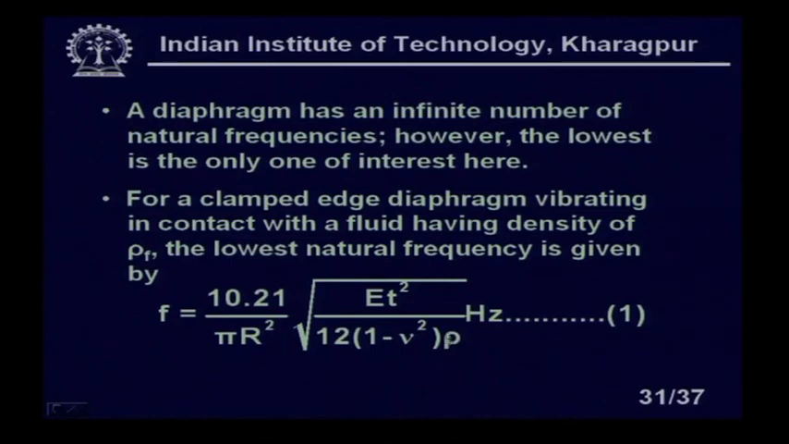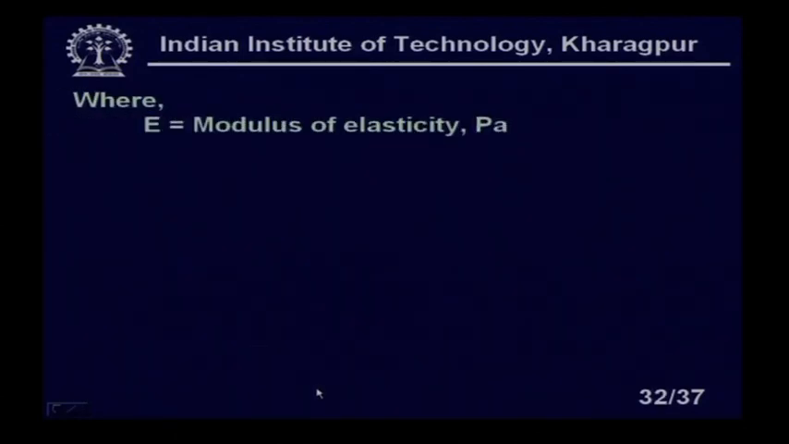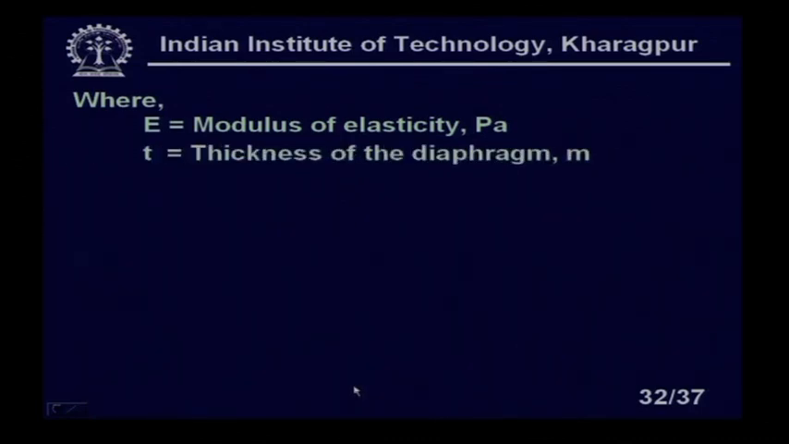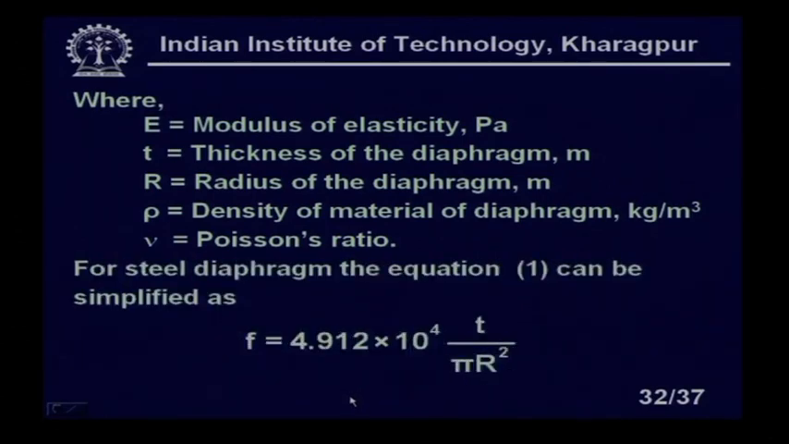This rho is basically the density of the diaphragm material, where E is the modulus of elasticity in Pascal, t is the thickness of the diaphragm in meter, r is the radius of the diaphragm in meter, rho is the density of the material of the diaphragm in kg per meter cube, and nu is the Poisson's ratio. And for a steel diaphragm, equation 1 can be simplified as f equal to 4.912 into 10 to the power 4 into t upon pi r square, in Hertz.